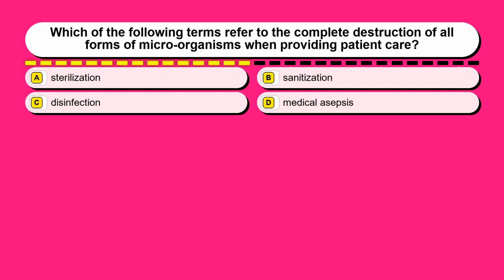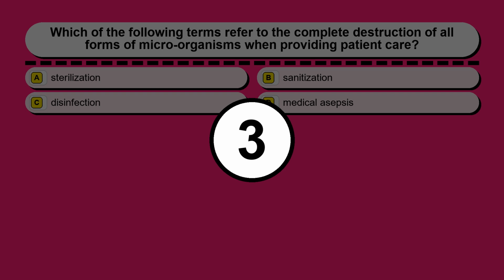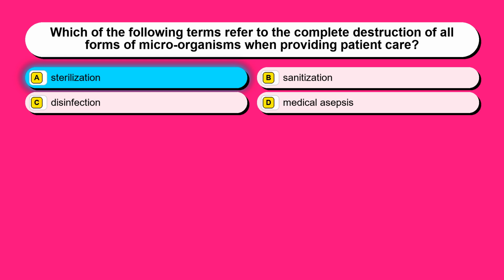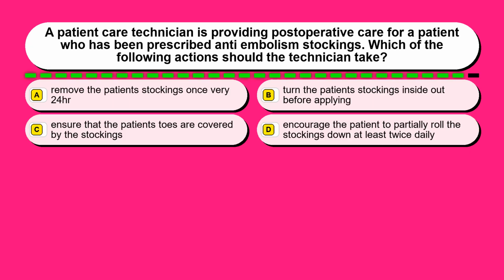providing patient care? Option A, sterilization. Option B, sanitization. Option C, disinfection. Option D, medical asepsis. The correct answer is option A, sterilization. Question 70. A patient care technician is providing postoperative care for a patient who has been prescribed anti-embolism stockings. Which of the following actions should the technician take?